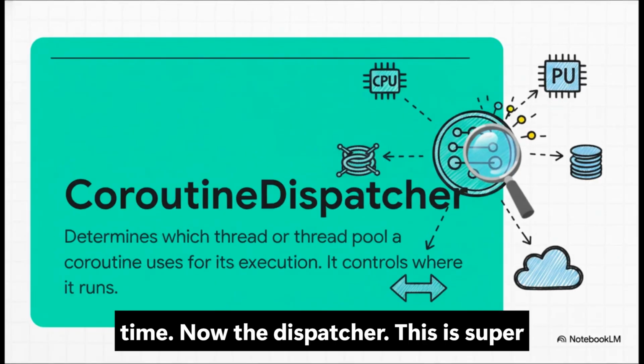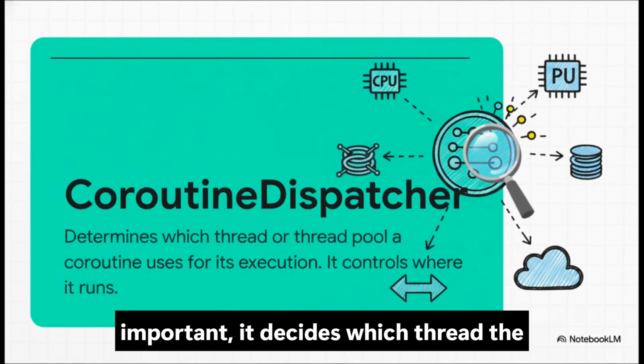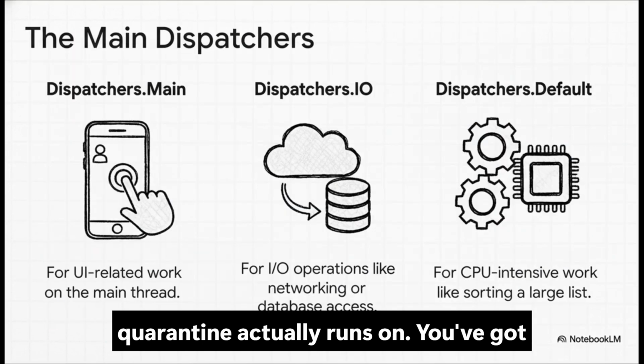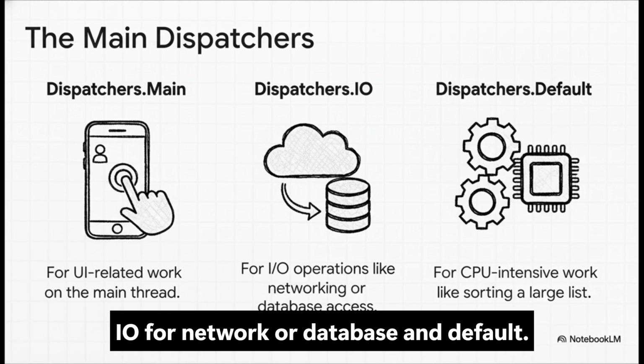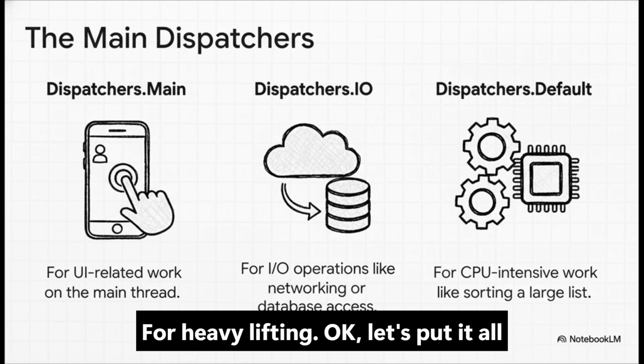Now, the dispatcher. This is super important. It decides which thread the coroutine actually runs on. You've got three main ones. Main for UI stuff, I/O for network or database, and default for heavy lifting.